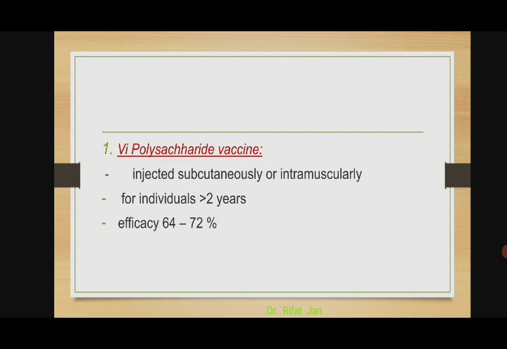So the vaccines which are given are Vi polysaccharide, which is an antigen of this Salmonella typhi, Vi polysaccharide vaccine. It's injected subcutaneously or intramuscularly. It's for individuals more than 2 years. Efficacy is 64 to 72%.